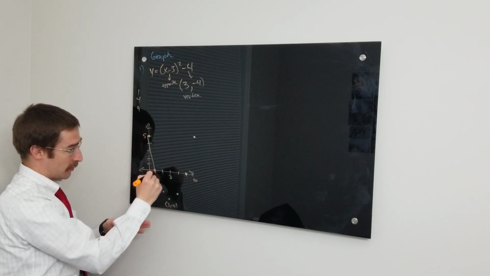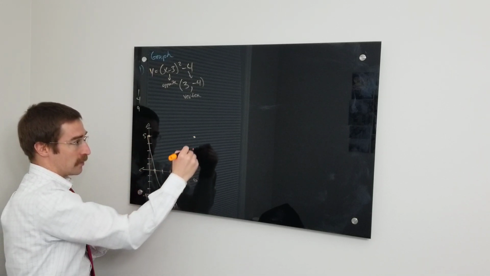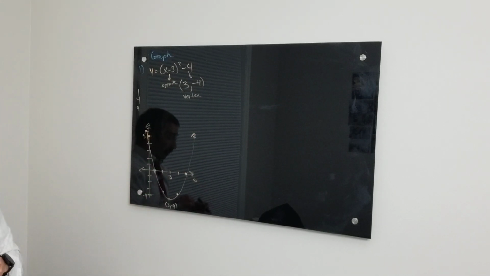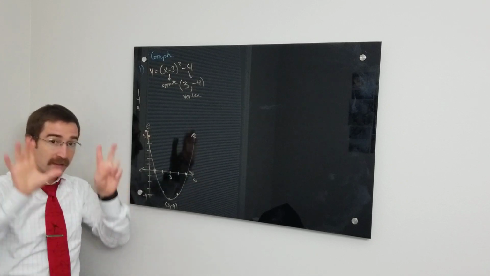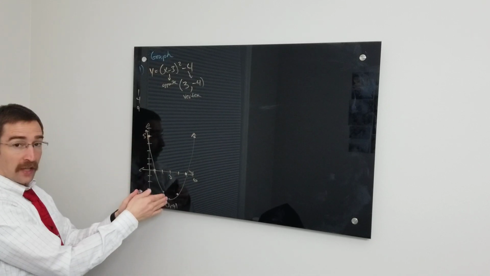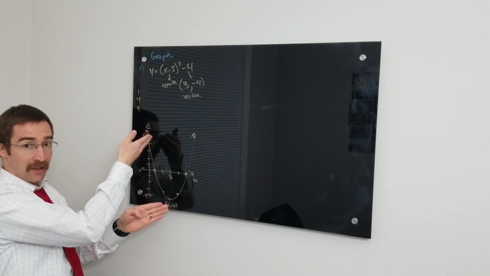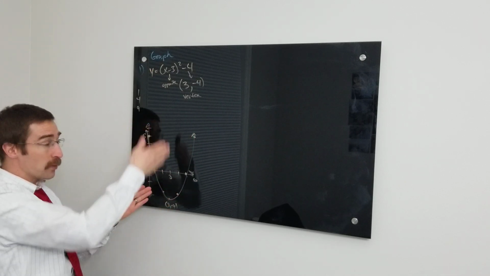And now I can just connect those dots with a nice curve. And we've graphed our parabola. Notice I included 7 points: the vertex, 3 points to the right of the vertex, and 3 points to the left of the vertex. And notice it's symmetric.